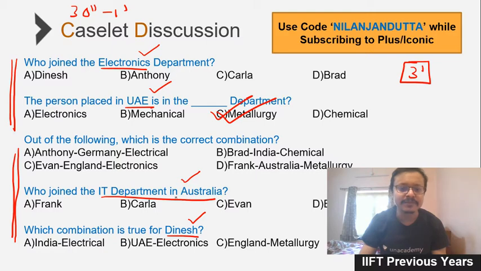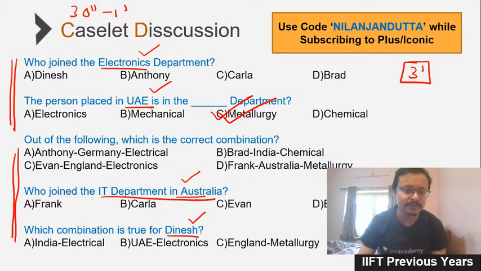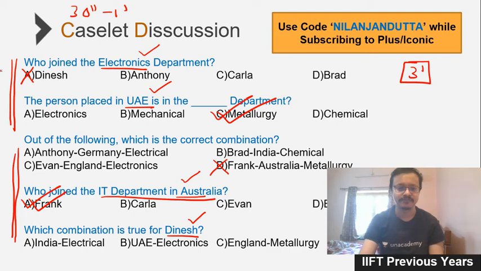IT department, Australia. Is there any clue on Australia or IT department? Frank is offered in Australia. So IT Department, Australia would be option A, Frank. The moment Frank is IT in Australia, Frank is not metallurgy. Also, since Dinesh is metallurgy, definitely Dinesh is not electronics.